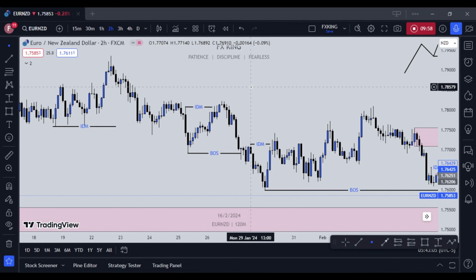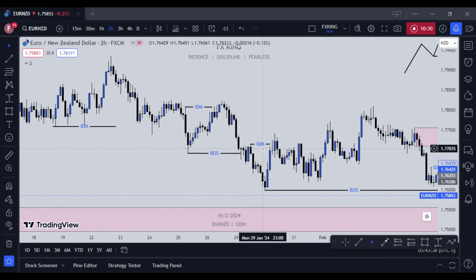Okay, so we have this structure here. We have this bearish market on Euro New Zealand dollar. Starting from here, we have this downtrend. What you can see here is on this level, we have our first inducement. After price takes out this inducement, price drops, creating our valid break of structure as we saw in the example.